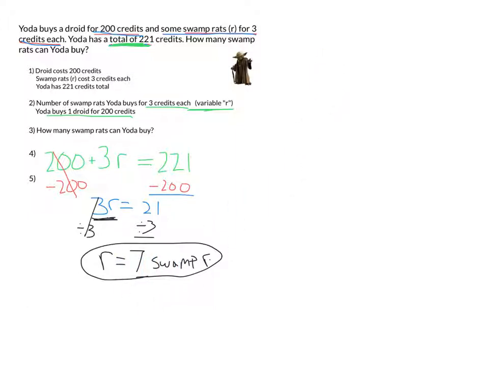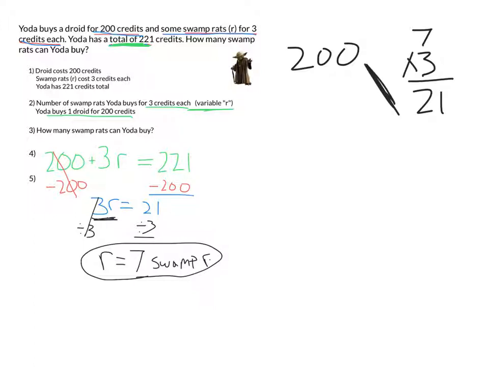I know that Yoda spends the $200, so I'm going to put 200 right there. I have solved that he buys 7 swamp rats for 3 each, so that's going to be $21. And if I add these together, that 200 plus 21, that's going to be 221, which is exactly how many credits that we were told that he has. So this is a correct solution.